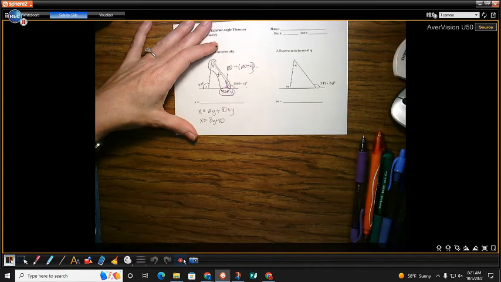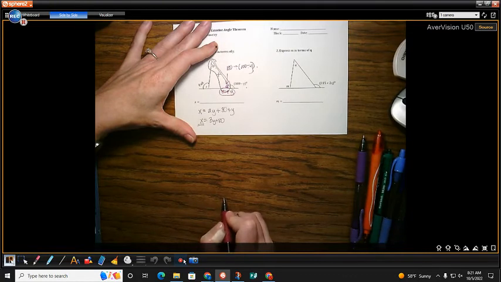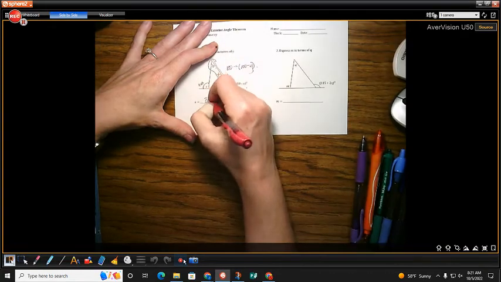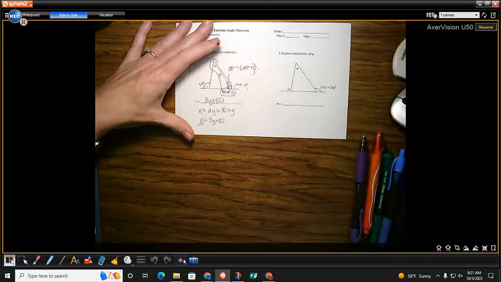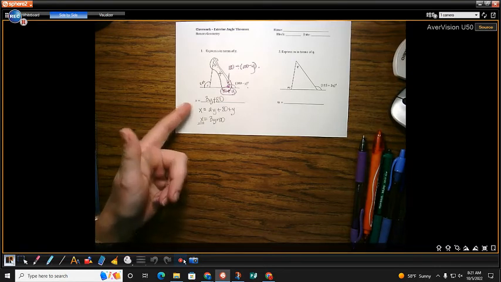Is that as simple as it gets? I think that's as simple as it gets. Now, have I found x? Yes. It's in terms of y. So up here, x equals 3y plus 80. There's x in terms of y. Done and dusted. You found x in terms of y.